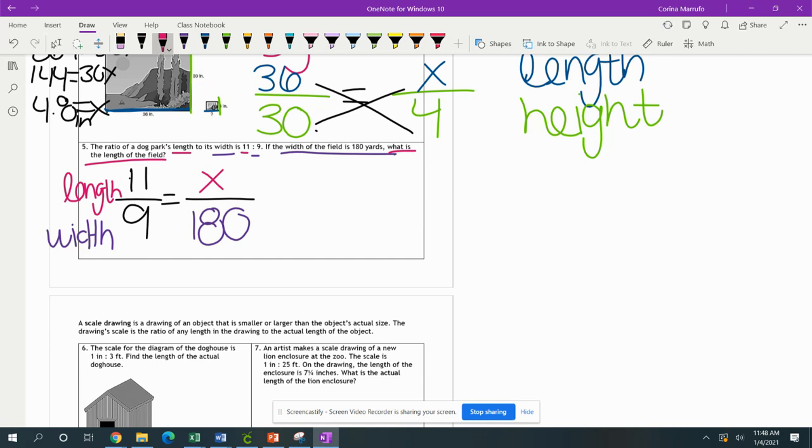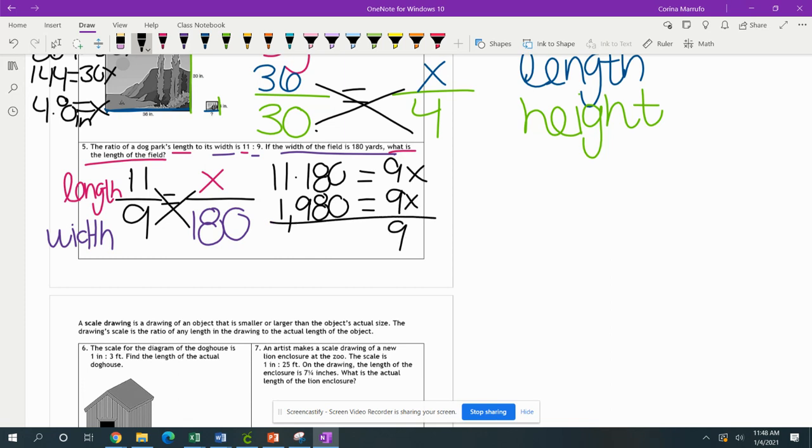All right, we go ahead and cross multiply. So we move the 180 up with the 11. So 11 times 180 equals, we move the 9 up with the x, so 9x. And 11 times 180 is going to give us 1,980 equals 9 times x. We divide both sides by 9. This cancels. 220 equals x.